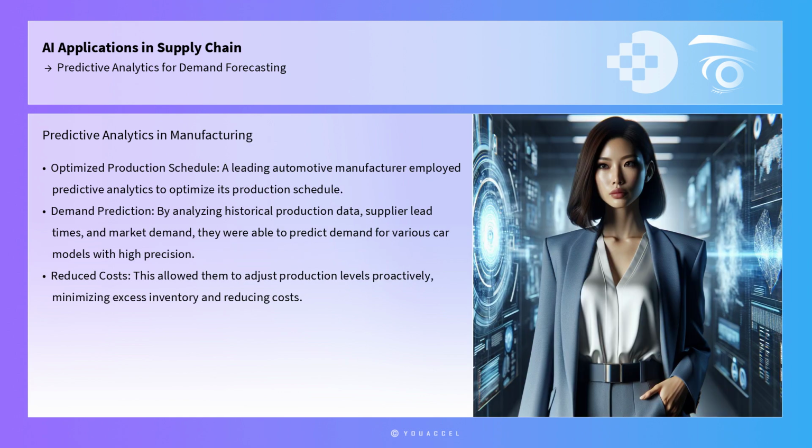The use of predictive analytics in demand forecasting also extends to the manufacturing sector. A leading automotive manufacturer employed predictive analytics to optimize its production schedule. By analyzing historical production data, supplier lead times, and market demand, they were able to predict demand for various car models with high precision. This allowed them to adjust production levels proactively, minimizing excess inventory and reducing costs.